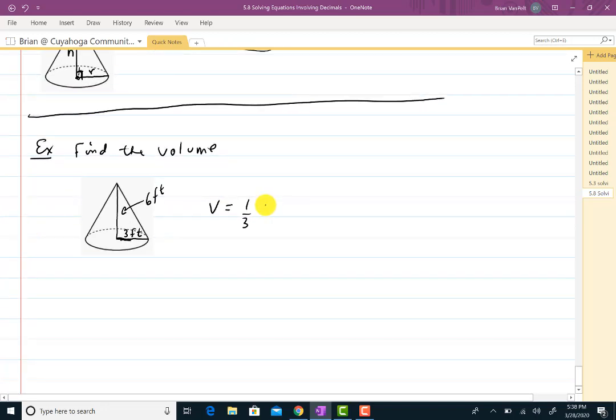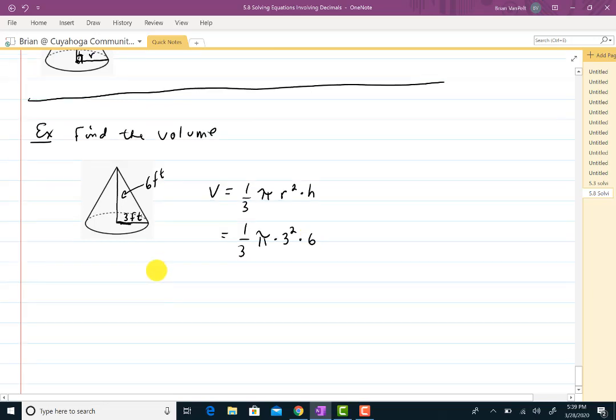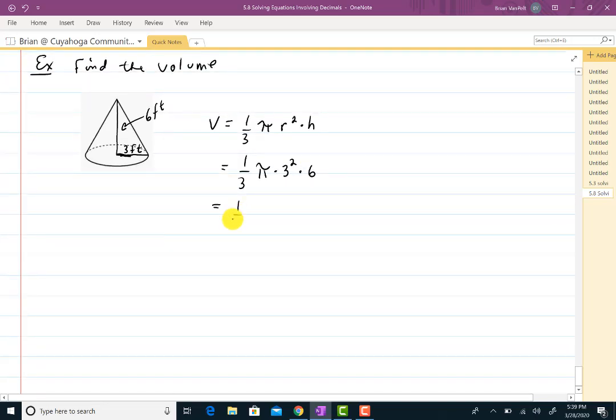So let me write it down here. And let me throw in my numbers. I get 1/3 pi. R was 3, so I'll do 3 squared, and h was 6. And let me go ahead and multiply this all out. I get 1/3 pi times 9 times 6. You'll notice one thing that's nice here is that the 3 down here cancels with the 9, and we end up with 18 pi. And since it's a volume, I need to put ft to the 3rd power. So that's an exact answer right there.